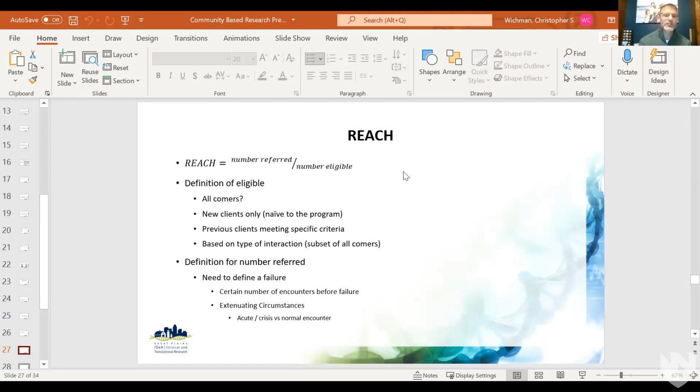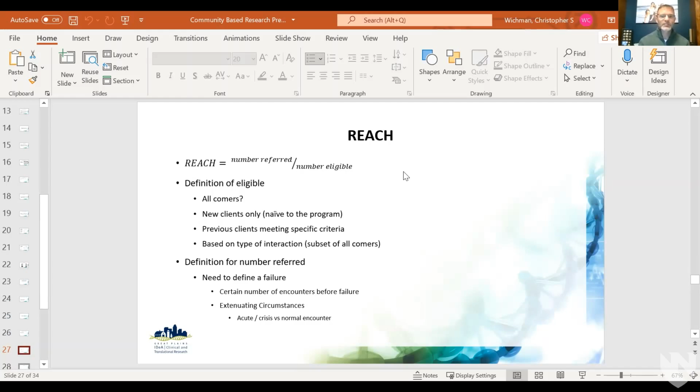We can look at previous clients that meet specific criteria, so we can carve out some previous people that have had contact with an organization, but they only had contact in a certain context, and it won't influence, we don't think, the outcome. So we could design some criteria there.